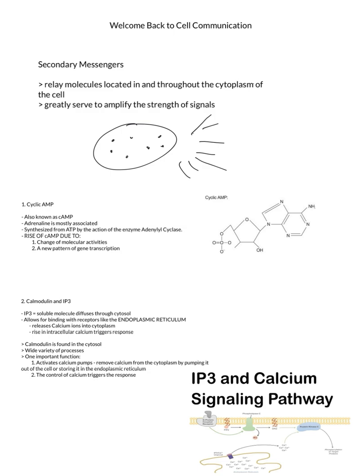Likewise, calmodulin is found in the cytosol of all eukaryotic cells and interacts with many proteins in the cell. It is involved in a wide variety of processes including cell regulation, intracellular signaling, phosphorylation, fertilization, but most commonly muscle contraction. Calmodulin can bind up to 4 calcium ions. One of its functions includes activating calcium pumps. These pumps remove calcium from the cytoplasm by either pumping it out of the cell or storing it in the endoplasmic reticulum. This control of calcium in the cell produces the cell's response.